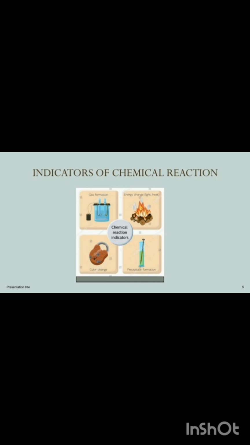In the picture you can see gas formation when we are doing electrolysis of water. Next, you are able to see light and heat energy. Then the log is rusted, because it is changing its color. And precipitate means an insoluble substance which is there in the liquid solution when we mix two chemicals.